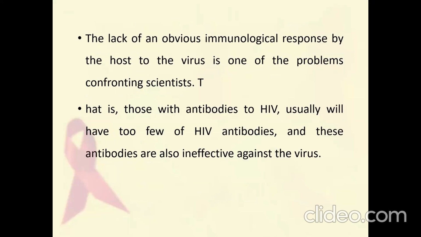Then the lack of obvious immunological response by the host to the virus is one of the problems confronting scientists. That is, those with antibodies to HIV usually will have too few HIV antibodies, and these antibodies are also ineffective against the virus. So that till today there is no vaccine for HIV, because the patient who is infected with HIV has too few HIV antibodies, and these antibodies also are ineffective against the virus.